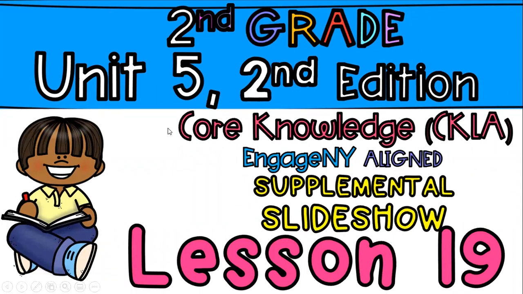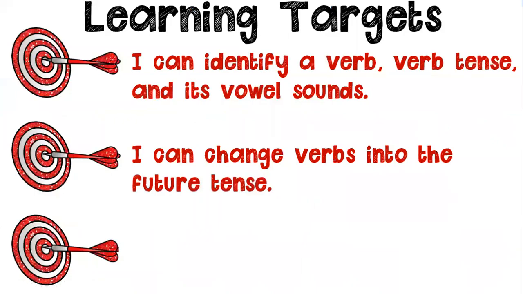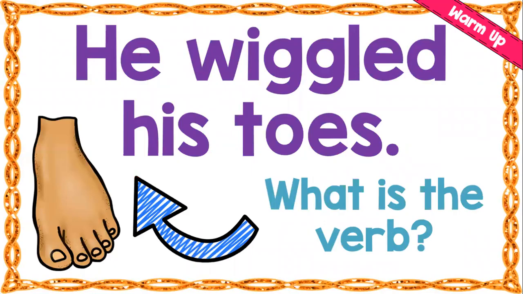Welcome to CKLA Unit 5, Lesson 19. Today we're going to identify verbs, verb tenses, and its vowel sounds. And we're going to change verbs into future tenses. Remember, a verb is an action or it's a form of be. So am, is, are, was, were are your forms of be.